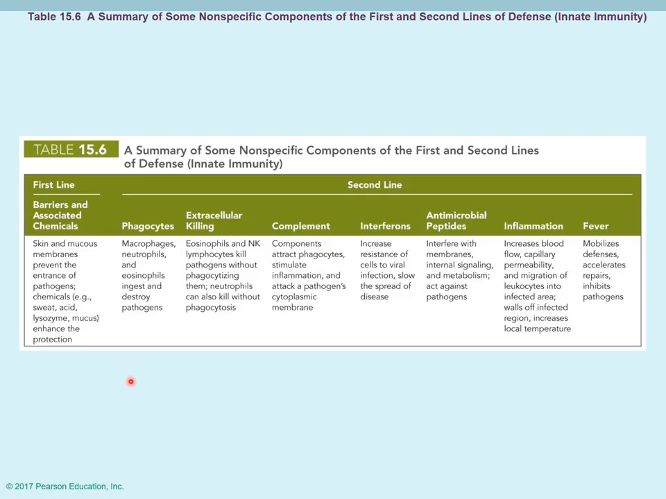So this is a summary showing the first line of defense, those chemical and physical barriers. If the pathogen is able to get past that, then here's what we have for our second line of defense. We have all of these components in our little bag of tricks to try to combat whatever the foreign substance was that was able to penetrate the first line of defense.